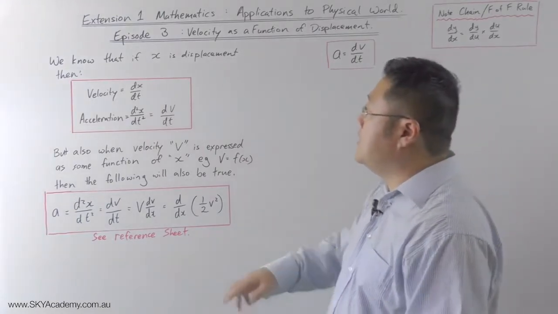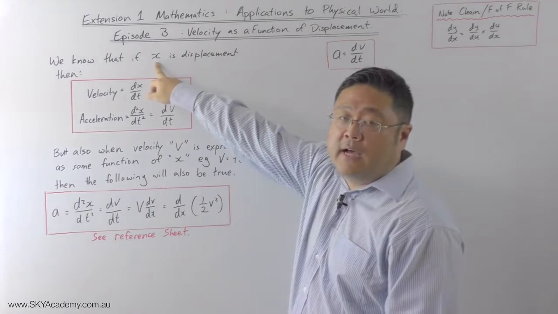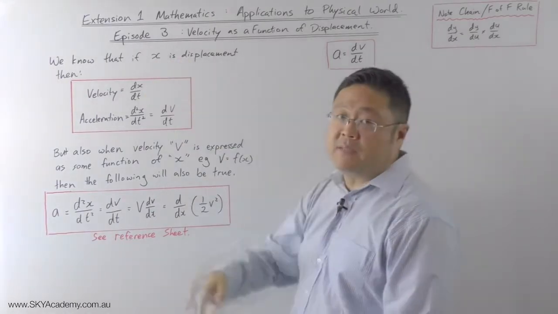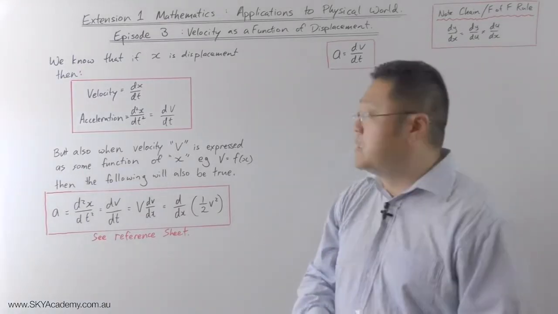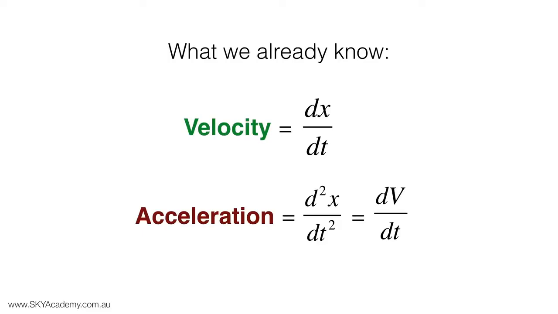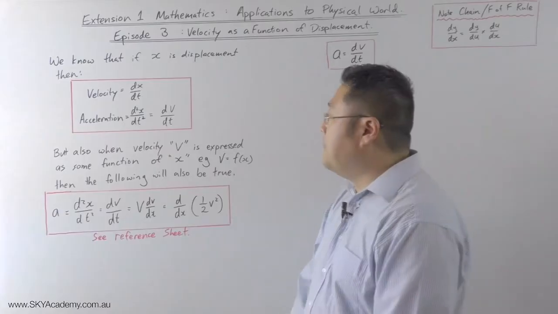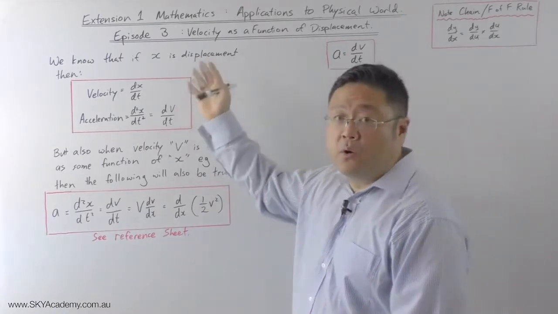What we already know is this: if you have x representing your displacement or your position, then when we differentiate that with respect to time, we get velocity. When we differentiate it again, so the second derivative of displacement, you get acceleration. Because acceleration is the second derivative of displacement and velocity is your first derivative, we can just as easily differentiate velocity with respect to time and get acceleration as well. So that's what we already know.